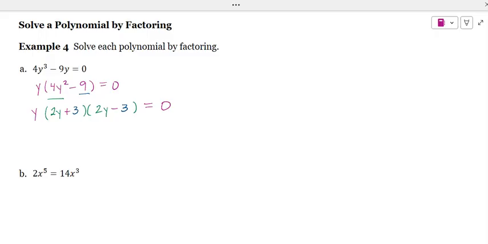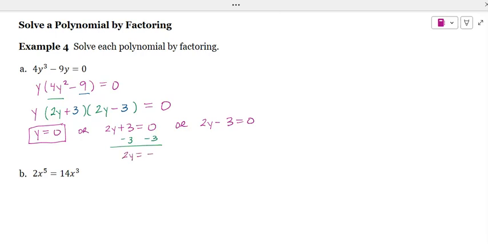I can now use the zero product principle to separate this into three different equations. So we have that either y is equal to 0 or 2y plus 3 is equal to 0 or 2y minus 3 is equal to 0. For the first equation here, we're already done solving that. For the second one, let's subtract 3 from both sides. So then 2y equals negative 3, and we're getting that y is equal to negative 3 halves.